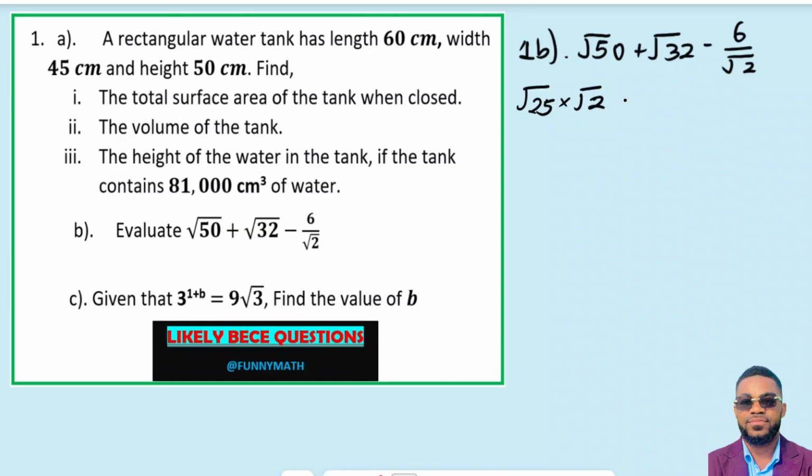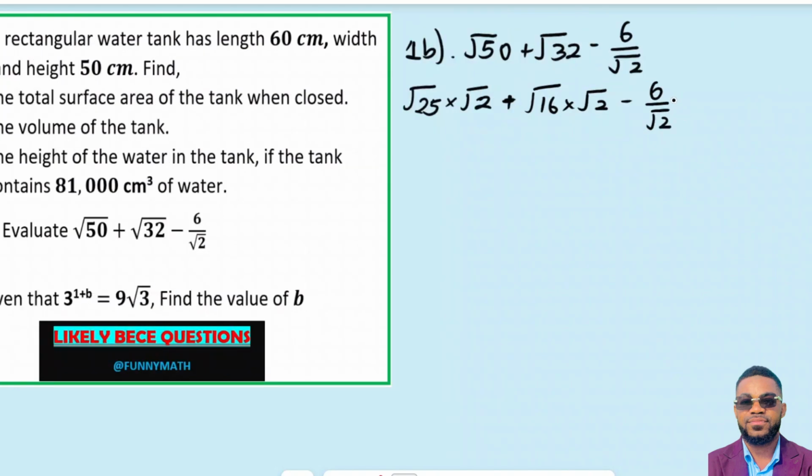So I can break the root of 50 down to the root of 25 times the root of 2. Now we come to the root of 32. With that one too, I can think of the root of 16 times the root of 2. Now minus 6 over the root of 2. Now, like I told you, we have to rationalize the denominator. And how do we do that? We just have to multiply the root of 2 by both the numerator and the denominator. So it's going to be like this. So this one by the root of 2, and here too by the root of 2.